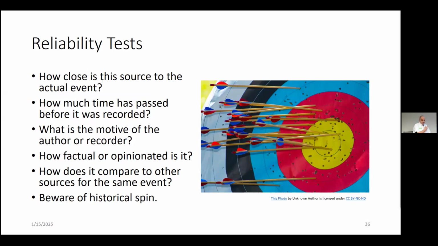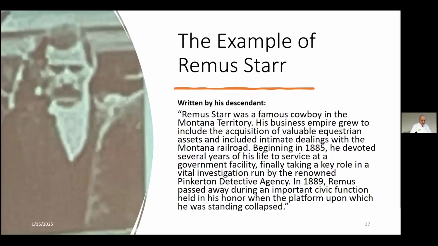So I think that was that. And that's the other thing here: historical spin. Is there an agenda going? I'll give you an example of it. This was written by the descendant of Remus Starr, and he very nicely talked about things that his ancestor did.